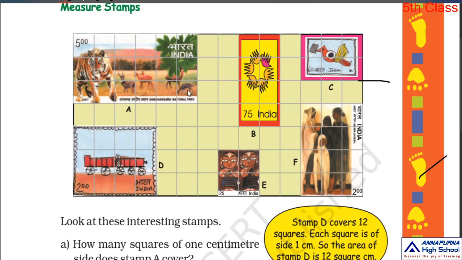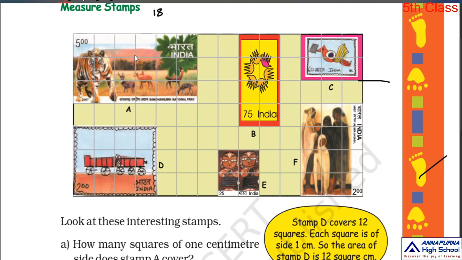So in this row, 6 are there. How many rows are there? 1, 2, 3. Therefore 3 sixes are 18 squares. Or in another way we can count the squares. 1, 2, 3, 4, 5, 6, 7, 8, 9, 10, 11, 12, 13, 14, 15, 16, 17, 18. How many are there? 18.